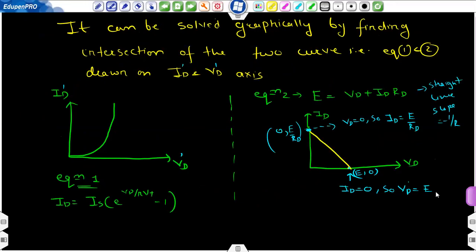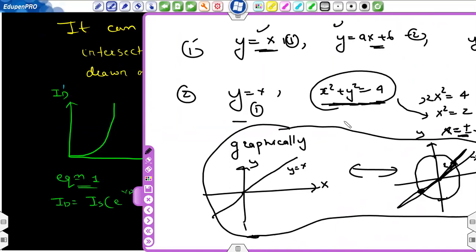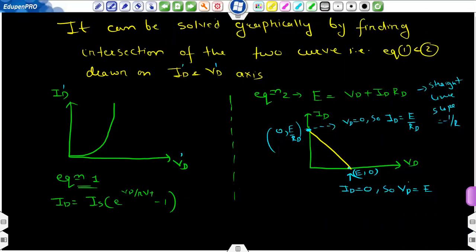In the example that I have taken, this is equation 1, this is equation 2. Draw equation 1, draw equation 2, plot both equations on the same curve, and the solution is the intersection point of the two. The same method can be followed here. We have to find the intersection of the two curves, that is equations 1 and 2, drawn on the Id and Vd axes. These two terms are unknown. We want to find Id and Vd. So this will be our y axis, this will be our x axis.